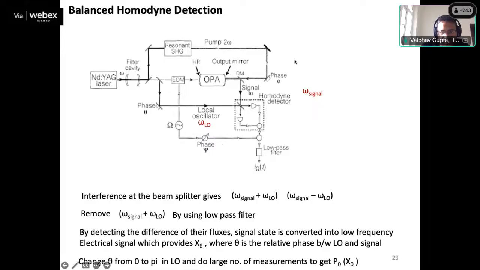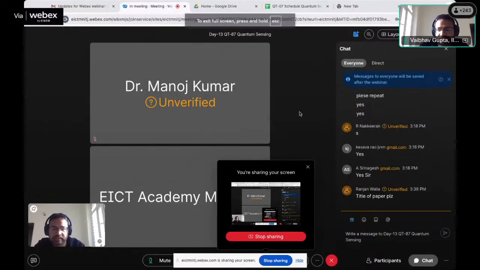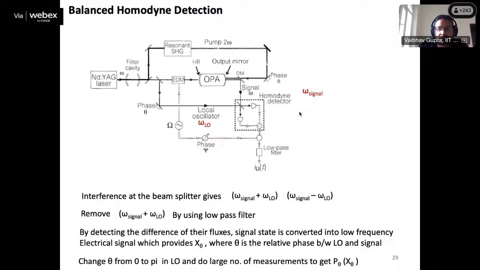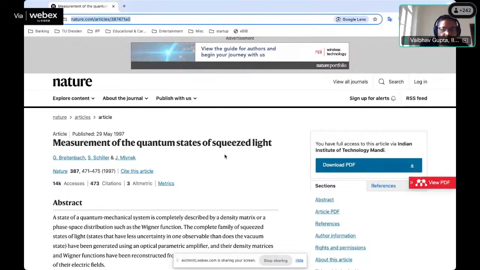So this diagram was available in that paper, and by reading that paper, a lot of your concepts on how to create squeezed light and how to do this homodyne detection will get clear. So with this, yes, I would like to conclude, and if you have any questions, please feel free to drop them in the chat. Yeah, I think it is this paper, Measurement of quantum state of squeezed light. I can just copy paste it in the chat.